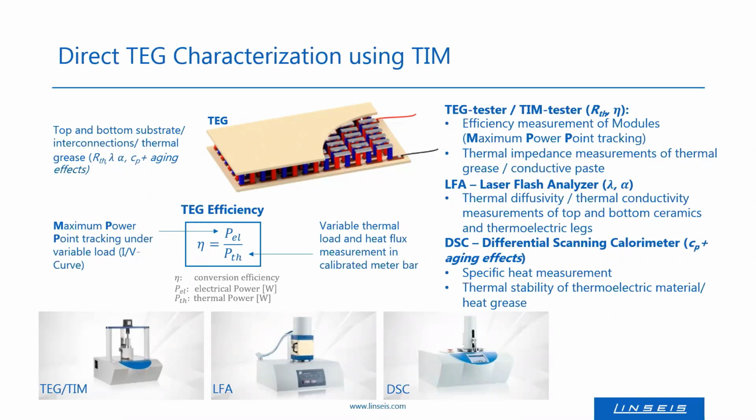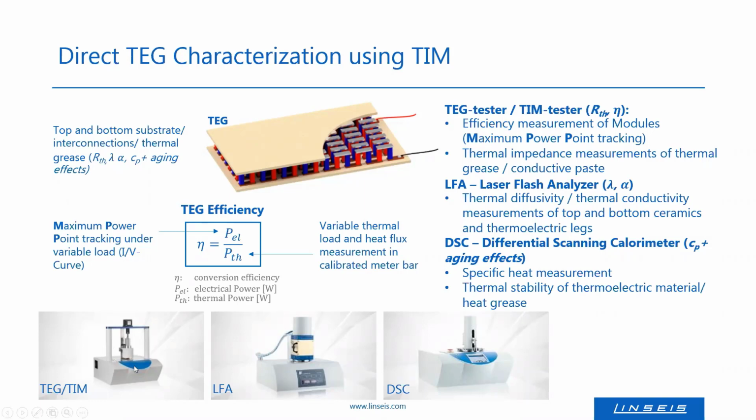In addition, the corresponding output voltage can drive a variable load, and this procedure is called maximum power point tracking and is a commonly used technique to characterize the real performance of energy generators. Next to the overall conversion efficiency, the TEG tester can also be used as a thermal interface material tester.